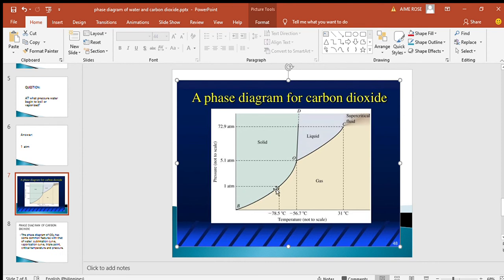At 1 atmosphere and negative 78.5 degrees Celsius, carbon dioxide is in solid state. At 5.1 atmosphere and negative 56.7 degrees Celsius, carbon dioxide is still in solid state. At 72.9 atmospheric pressure and negative 56.7 degrees Celsius, carbon dioxide is still in solid state.